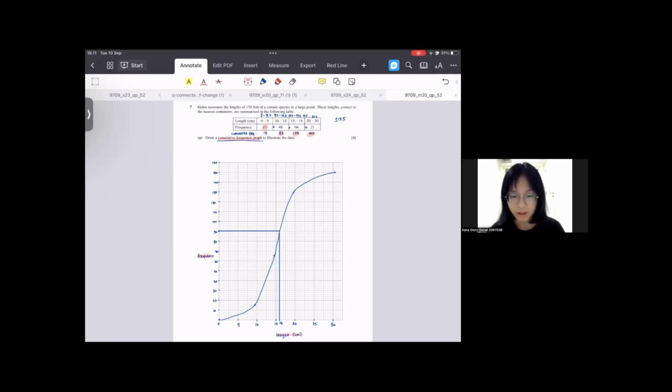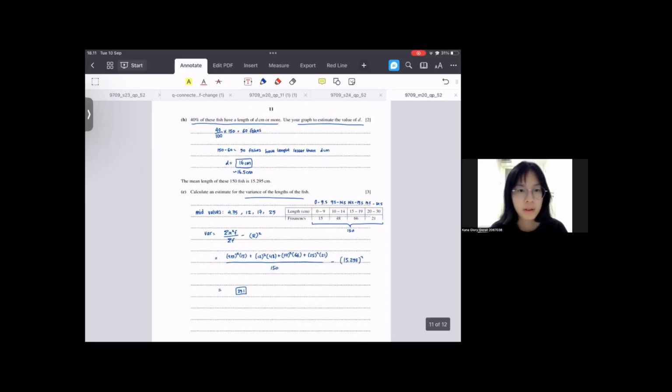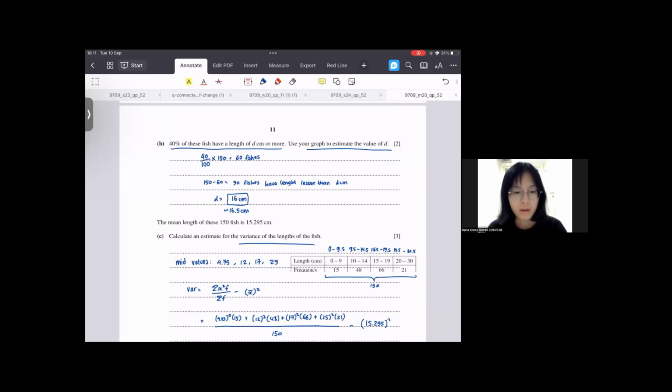Okay, going on to our next question, which is 7b. 40% of these fish have a length of d cm or more. Use your graph to estimate the value of d. So what we can do here first is calculate how many fish have the length d cm or more. Because it says 40% of these fish, and the total amount of fish here is 150, 40 per 100 times 150 means that 60 fish have lengths d cm or more.